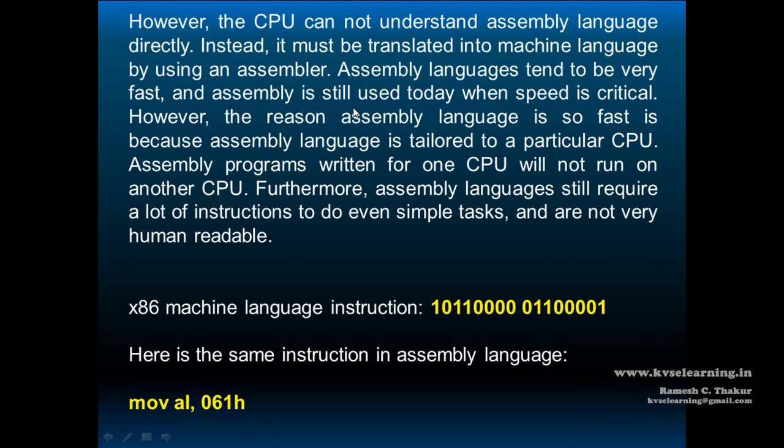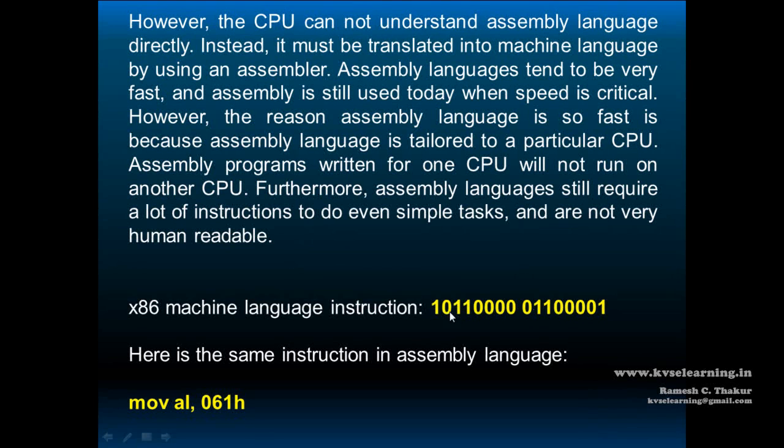critical. However, the reason assembly language is so fast is because it is tailored to a particular CPU. Assembly programs written for one CPU will not run on another CPU. Furthermore, assembly languages still require a lot of instructions to do even simple tasks and are not very human readable.